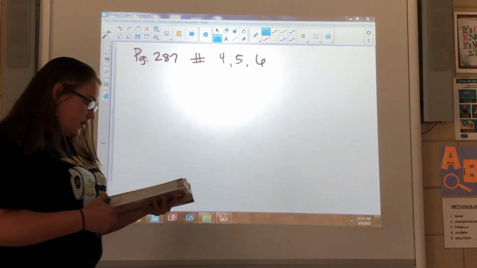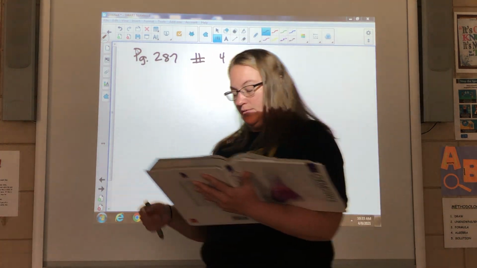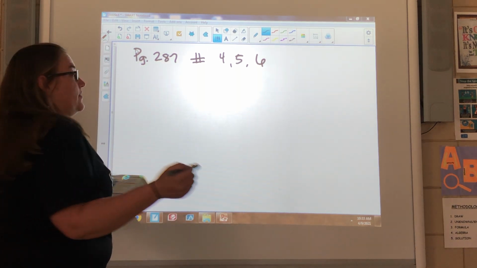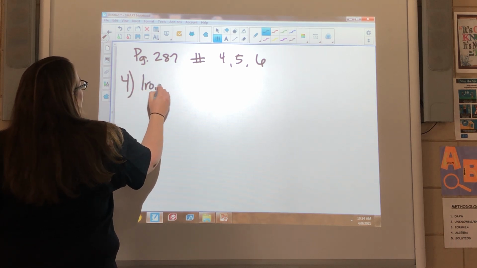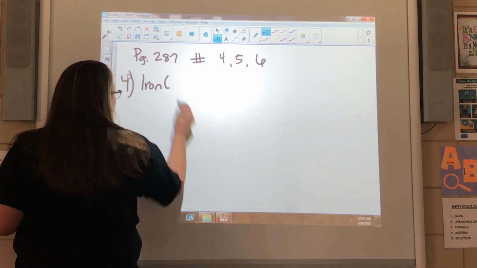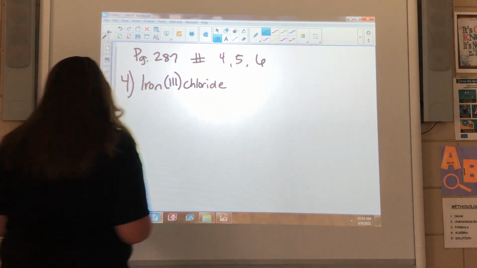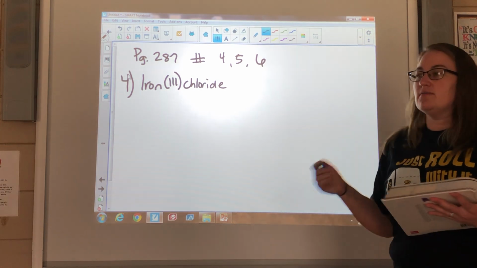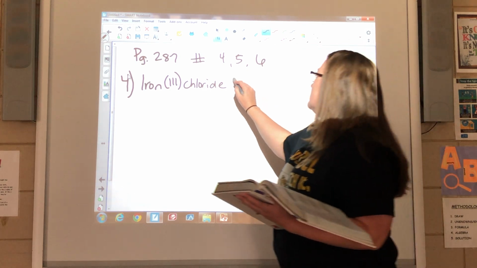If we read number 4, it says in water, so water's not part of the reaction, it's just happening in water. Iron 3 chloride, so I'm just going to write out what's happening. And so this is number 4. I have iron 3 chloride reacts with sodium hydroxide. So what symbol am I going to use with reacts with? Plus.